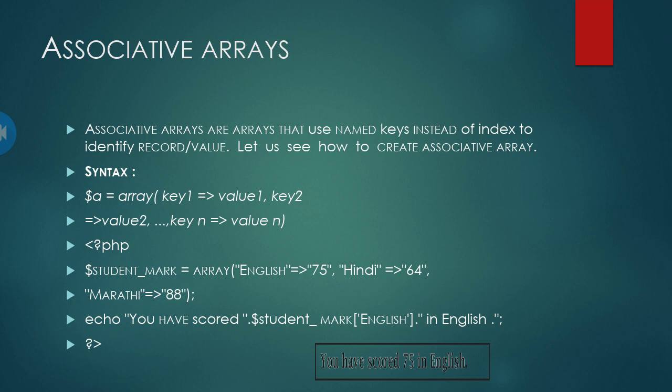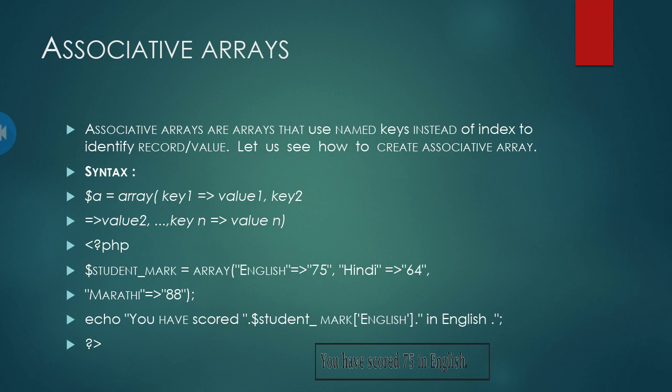So I have taken an example of this also. Look at the code. Student mark is equals to array. The name of the array is student mark. Array is the function, and in the array there are values. English is equals to 75. Hindi is equals to 64, and so on. So these are the values.